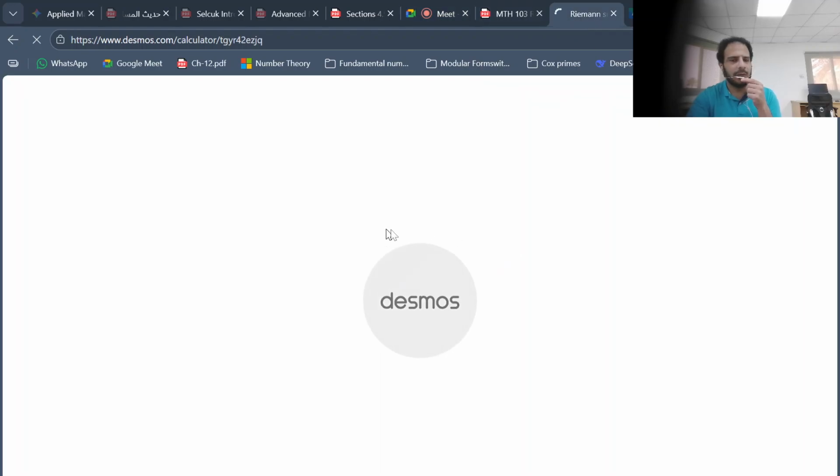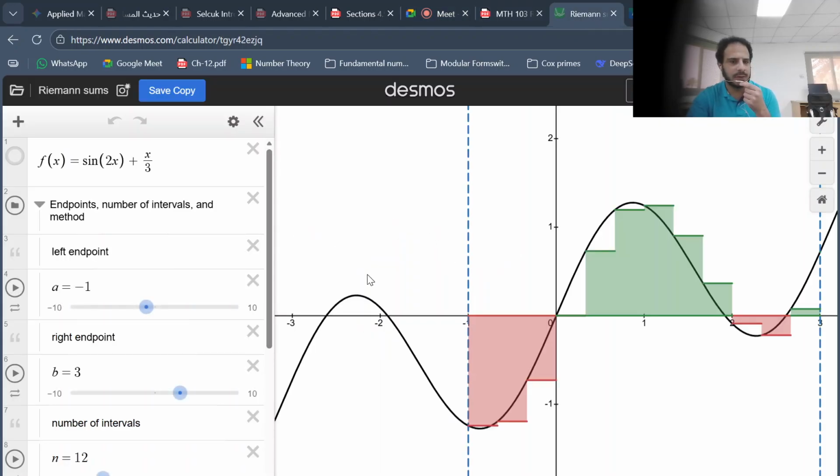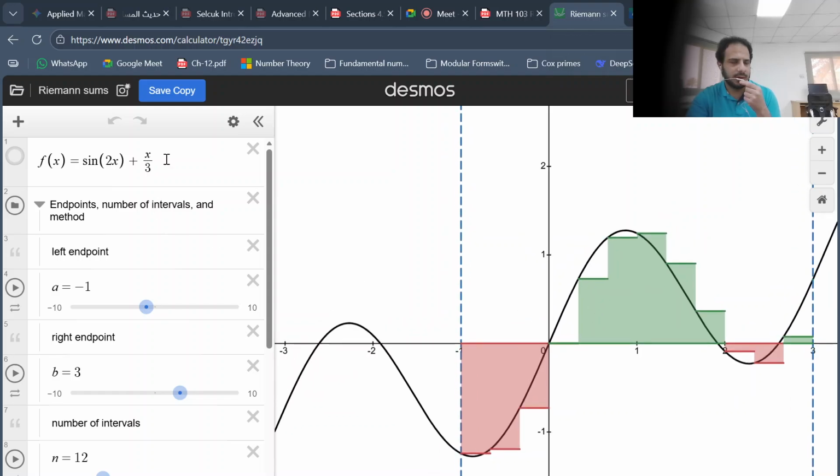See here, you have this, you can use Desmos. You have a Riemann sums calculator on Desmos. If you want, you can choose any function.